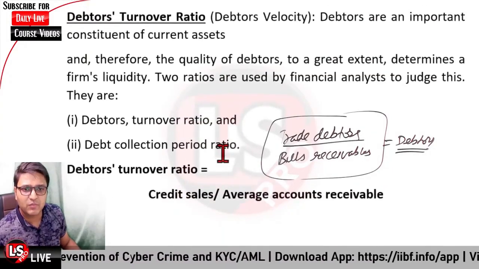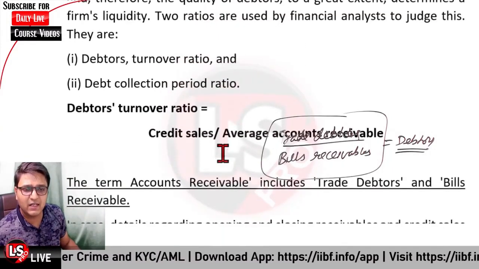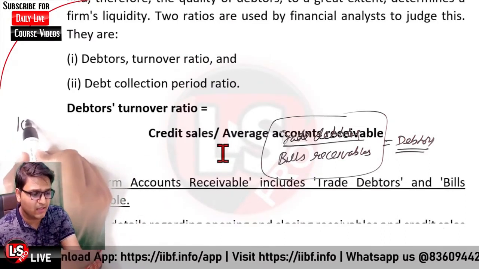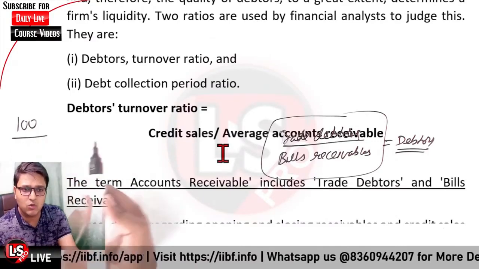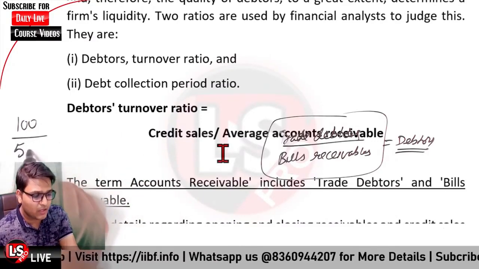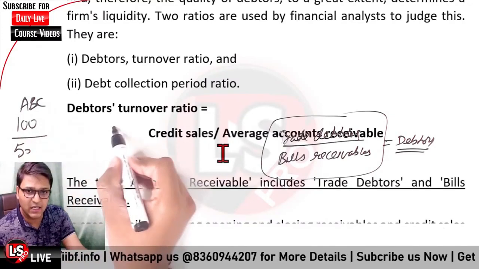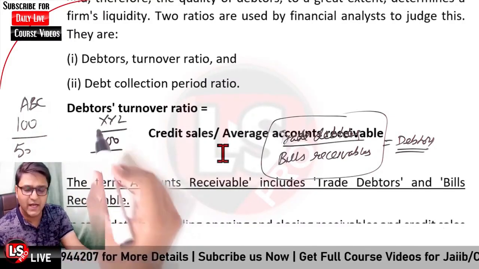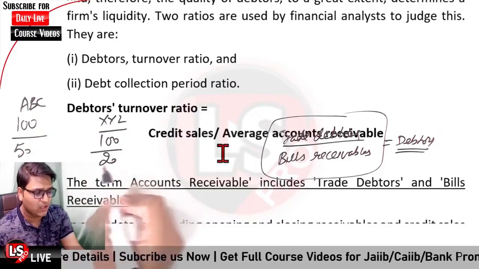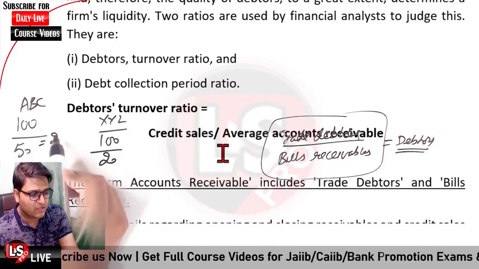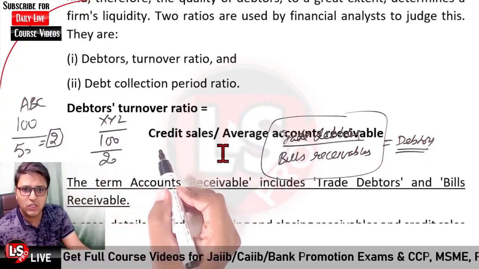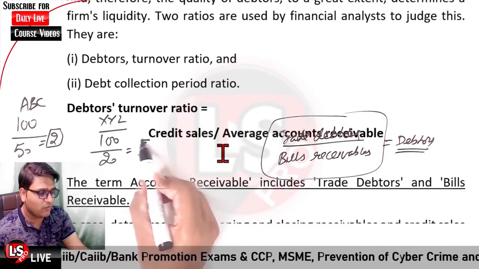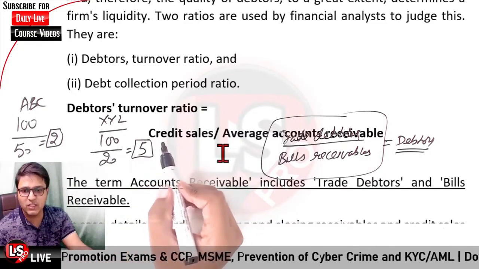Now suppose in firm ABC the credit sales are equal to 100 and the account receivables are equal to 50, and in firm XYZ the credit sales are equal to 100 and the account receivables are equal to 20. Then ABC has a debtor turnover ratio equal to 2, whereas XYZ has a debtor turnover ratio equal to 5. Now which one is better?